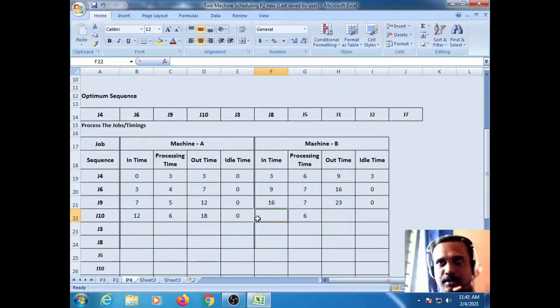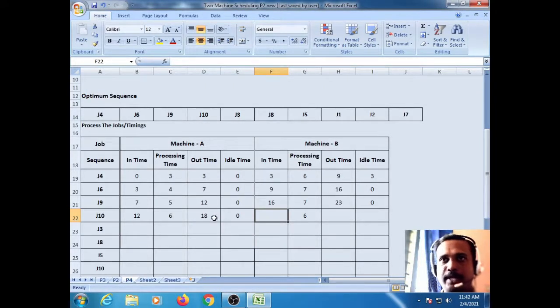So here you have to think. So which in time you have to take? So this out time or this out time? Okay, the same job out time on machine A or machine B previous job out time. So in these two times, so which time or which hour you have to take? So that you have to think.